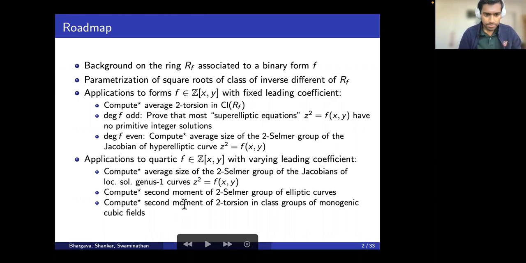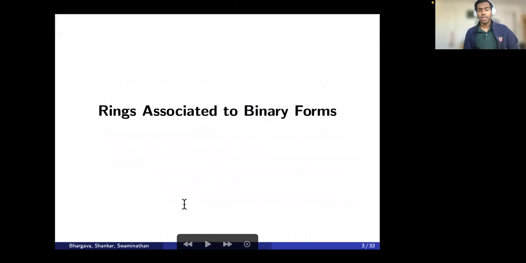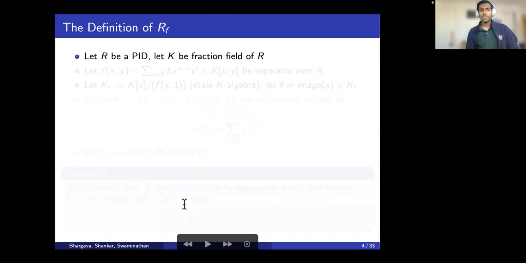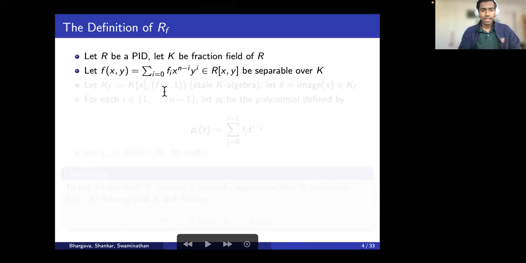Okay. So that's how the talk will go. I'll start by defining the ring associated to a binary form. So for this, we'll fix a base PID R, let K be the fraction field of R. Now let F be a binary form with coefficients in R. The coefficients will be denoted F0 up to Fn, and suppose that it's separable over K.